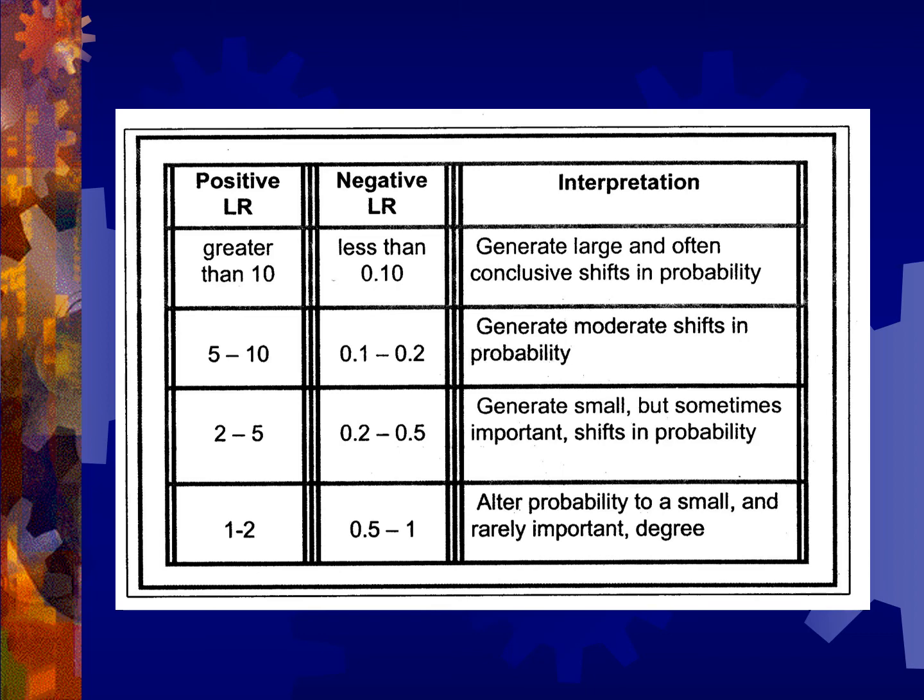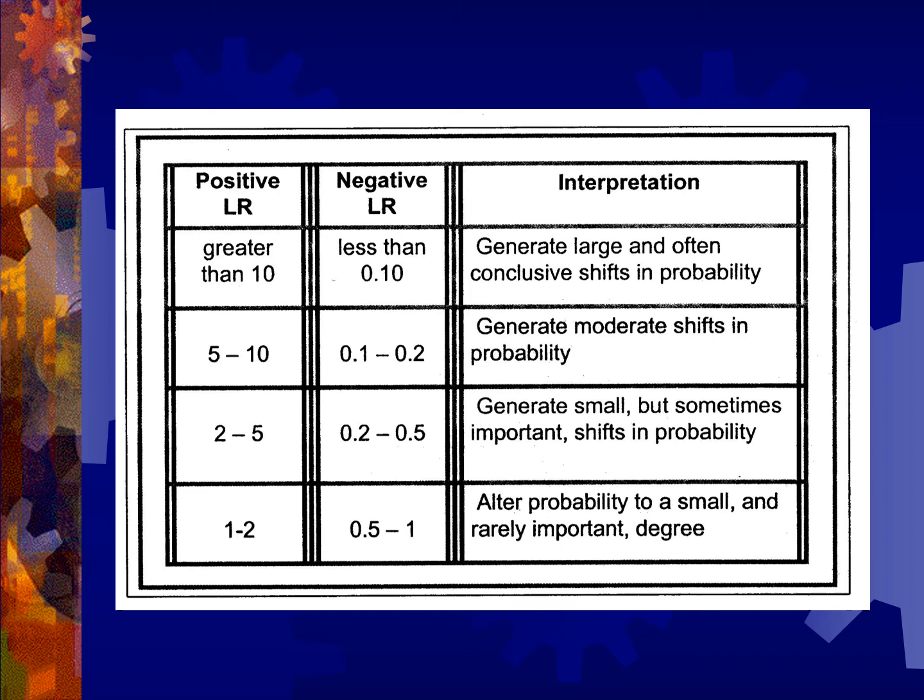If we look at negative likelihood ratios, the smaller these are, the better. And the closer they are to 1, the more likely it is that there isn't a significant shift in probability. Negative likelihood ratios less than 0.1 are equivalent to positive likelihood ratios greater than 10, in that they generate large and often conclusive shifts in probability. Negative likelihood ratios between 0.1 and 0.2 generate moderate shifts in probability. And when we see negative likelihood ratios in that range, we need to take those into consideration because we're shifting probability towards the fact that a condition likely doesn't exist.